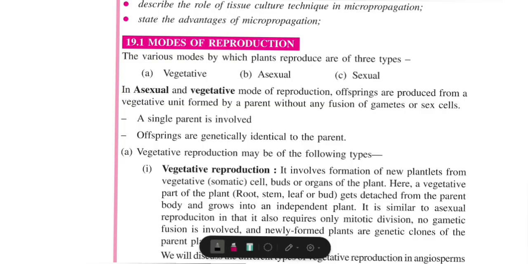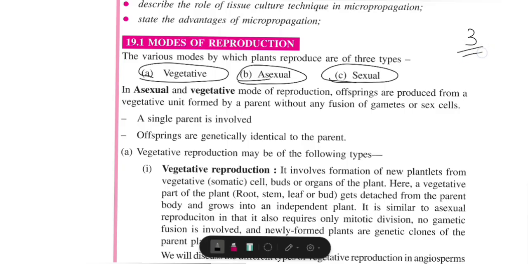So what do you mean by modes? Modes means ways. Okay, so now we are going to be learning different ways of reproduction in plants. Plants reproduce in three ways: first is vegetative, second one is asexual, third one is sexual. So how do plants reproduce? They reproduce in three different ways.